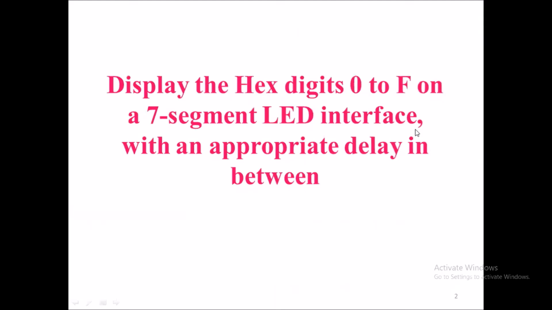Display the hex digits 0 to F on a 7-segment LED interface with an appropriate delay in between every digit. Okay, so this is what the program is. To implement this program, we'll be using the 7-segment display which is there in the microcontroller board. The 7-segment display is nothing but 7 LEDs, which are called the segments, connected in the form of 8.